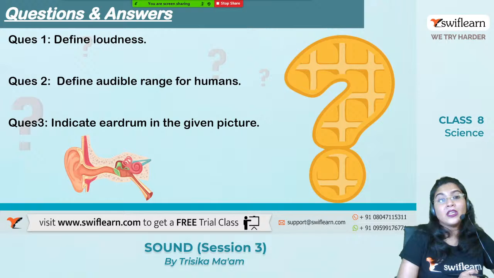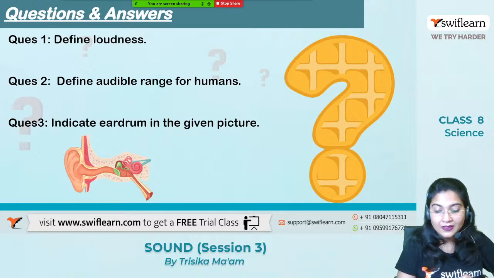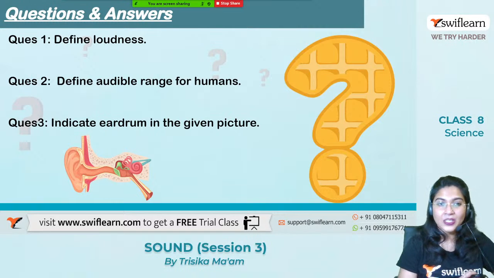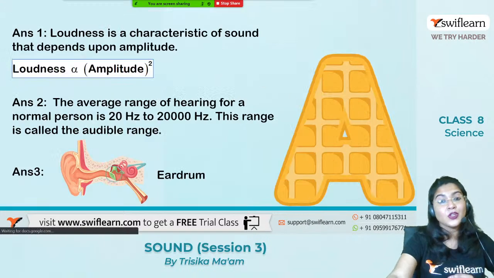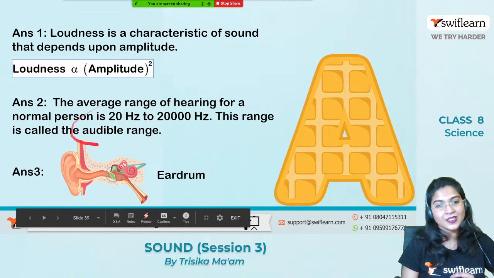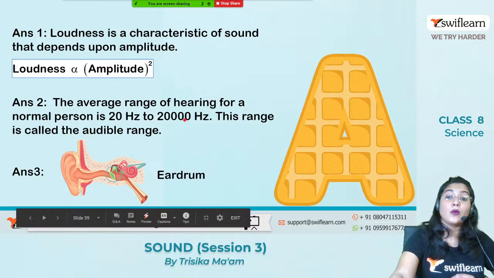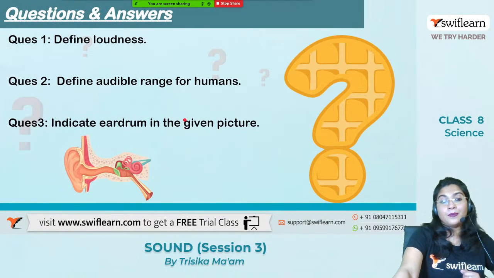Define audible range for human. What is the audible range for human? Yes, very good, Mantra. It is the subjective perception of the sound pressure. So it is mainly determined by the amplitude, right? So what is the audible range for the human? Yes, it is from 20 hertz to 20,000 hertz. Okay, this is the audible range, right? Now let's move on to the third question.